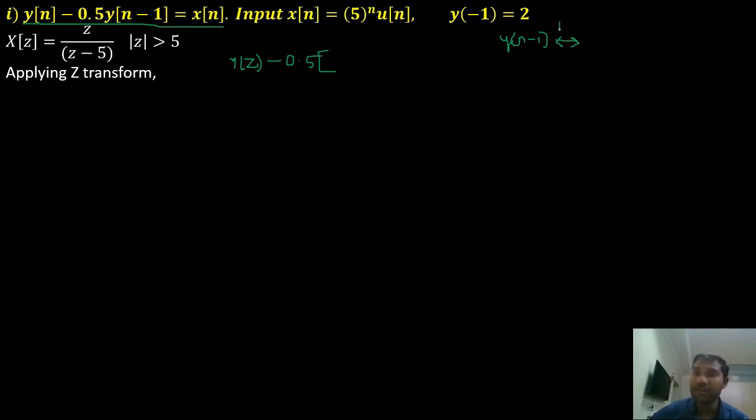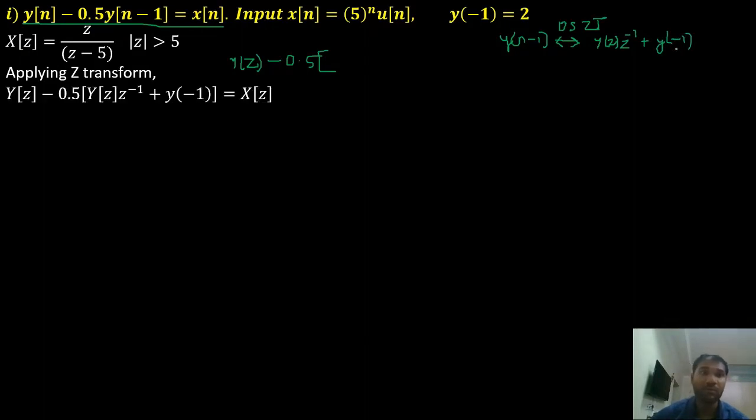We'll consider the unilateral Z transform, or one-sided Z transform. The corresponding Z transform is Y of z into z to the power minus 1 plus y of minus 1, and on the right hand side I have X of z.